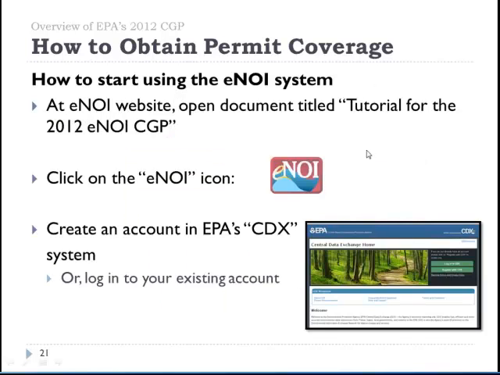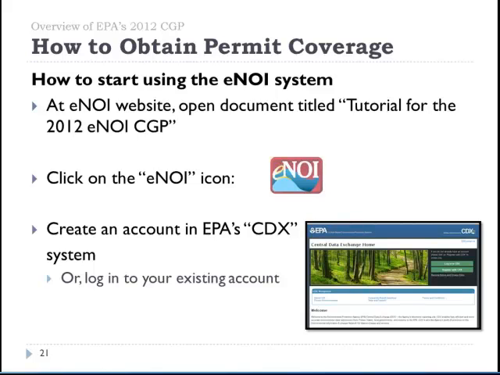Just to give you a little bit of background, for those of you permittees out there or potential permittees, you may want to print some of these pages out later and have at the ready when you apply for coverage. To start using the ENOI system, you'll need to go to the ENOI website and click on the ENOI icon that's pictured here to the right. And then you'll need to create an account using EPA's CDX system, which is an acronym for Central Data Exchange. But it basically is giving you an account within our system to apply for coverage using the ENOI system.